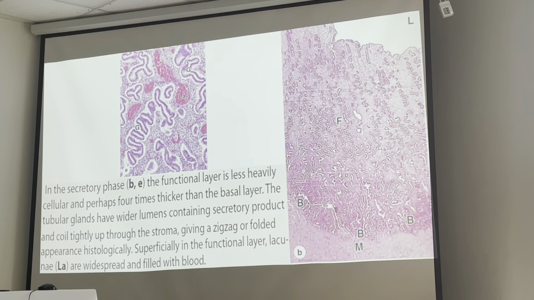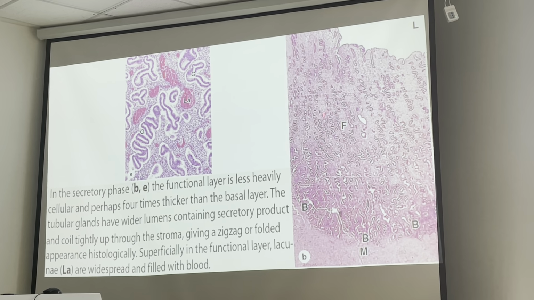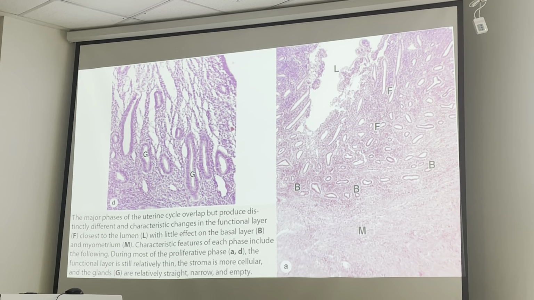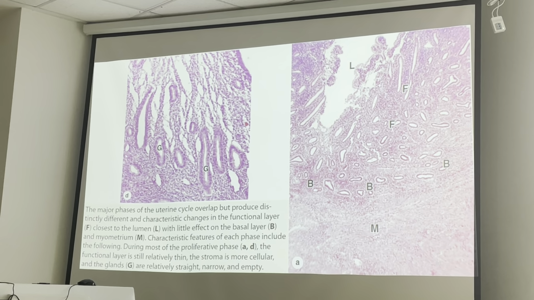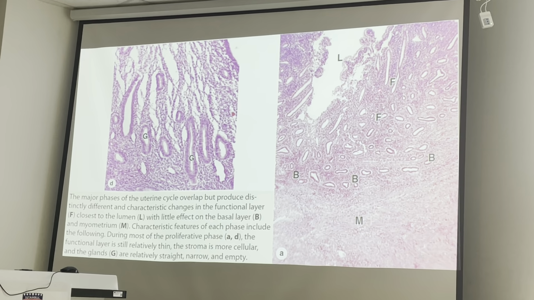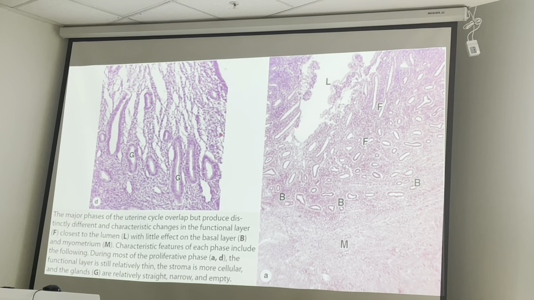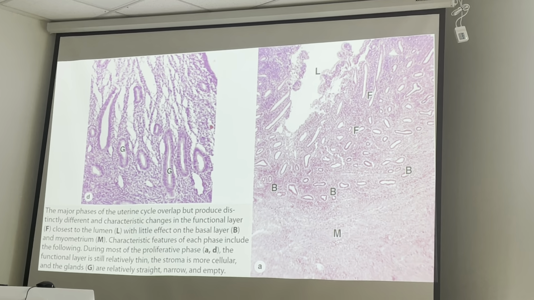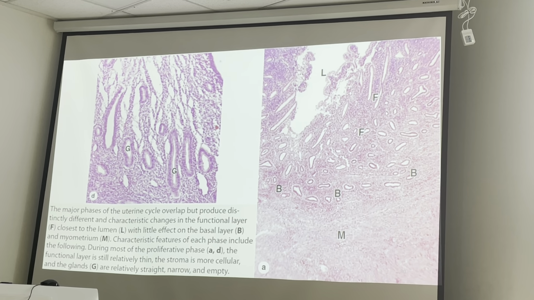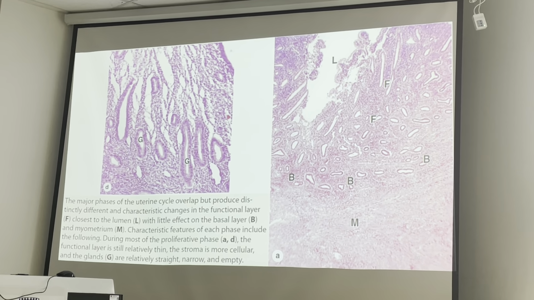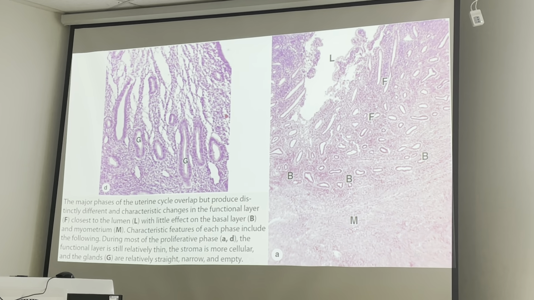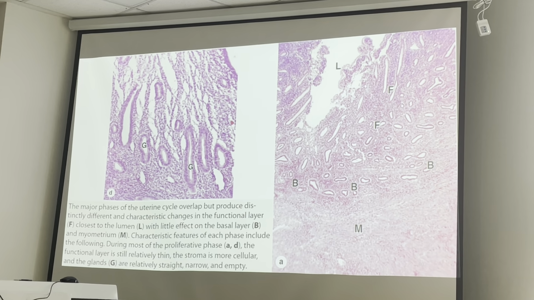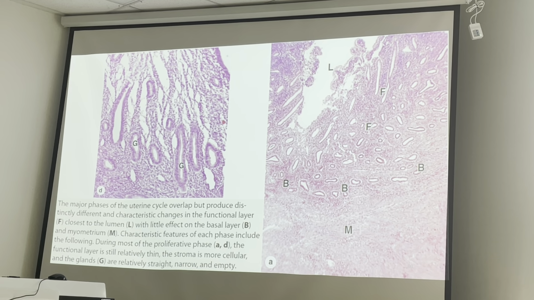Let me compare with this part. Look at here, we have the convoluted glands in secretory phase, and this is proliferative phase. In the proliferative phase, we have straight glands. Here you can see the straight glands, and also in some areas we don't have epithelium on the surface. Why? Because this is the proliferative stage. In this stage, the endometrium forms its normal surface structures. Before this stage, we have the bleeding and all of the structures detached from the surface.